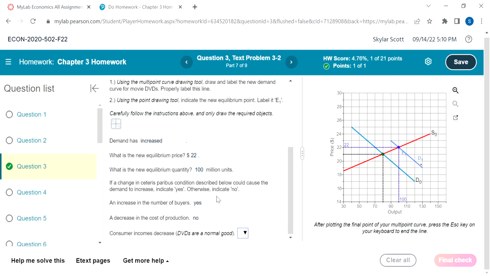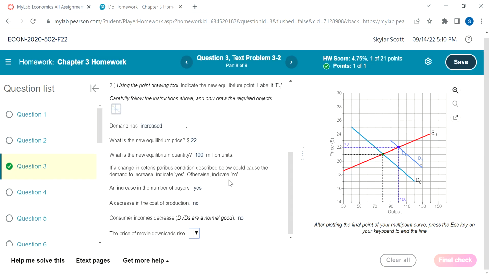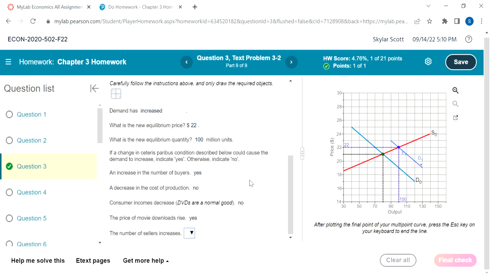Consumer income decreases. Well, the price of DVDs is not going to affect the income of a regular consumer, so that is going to be no. And finally, the price of movie downloads rises. Yeah, we saw that. Price did go up, so we're going to go ahead and hit yes on that one. And we got it correct.